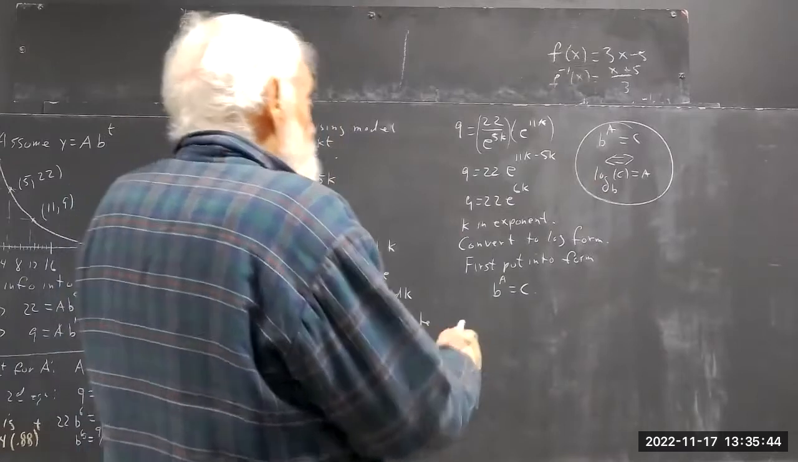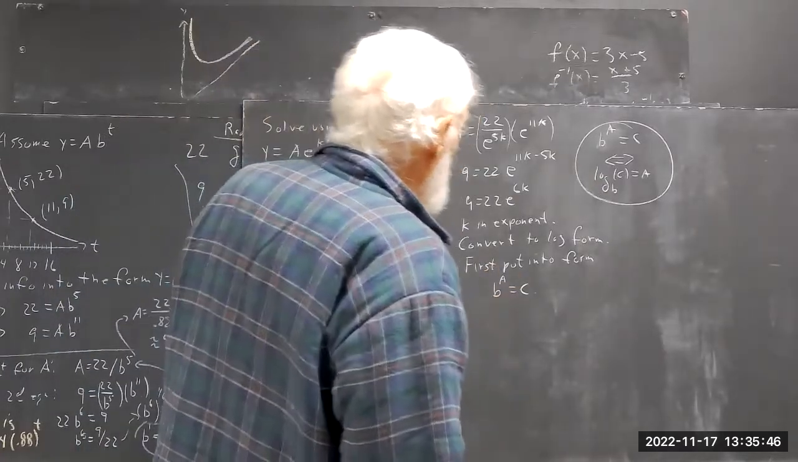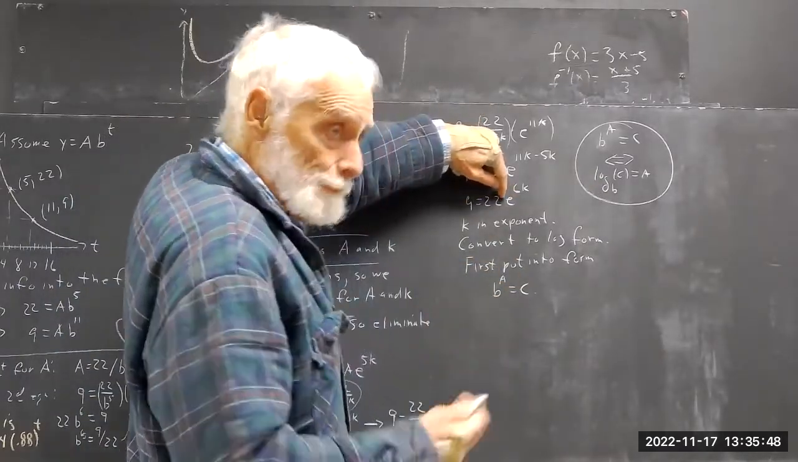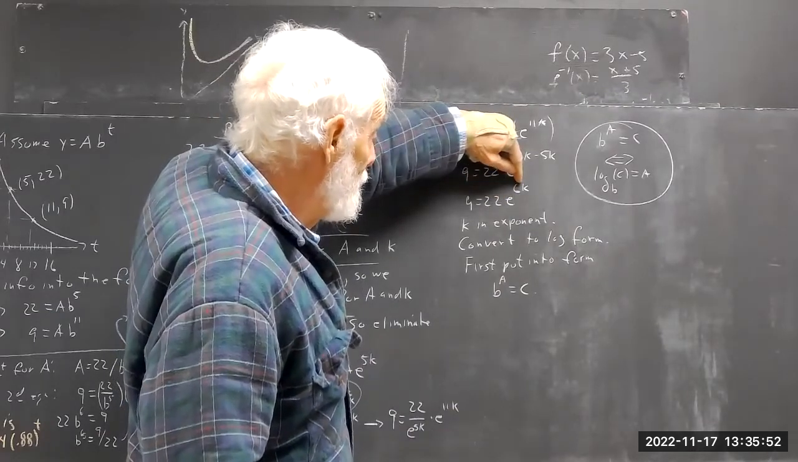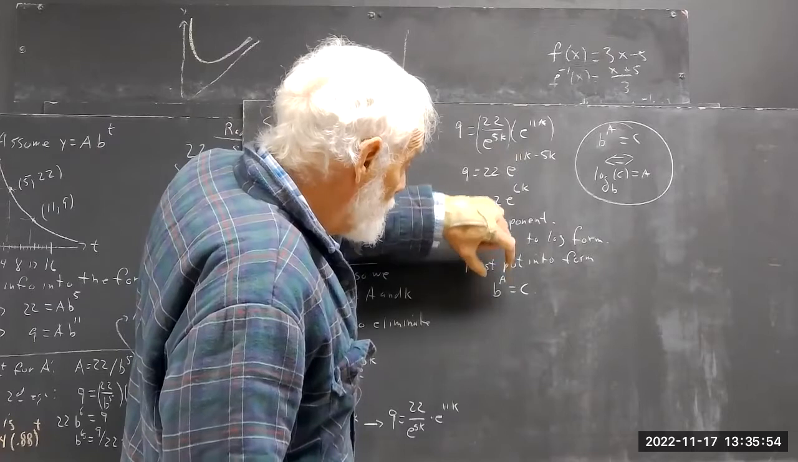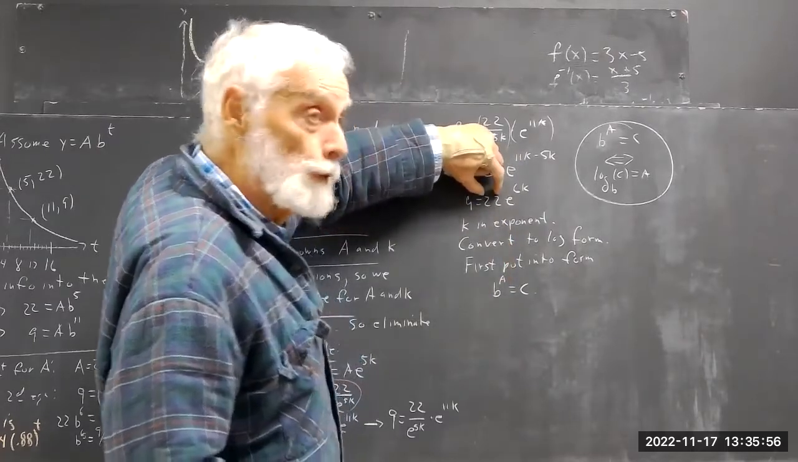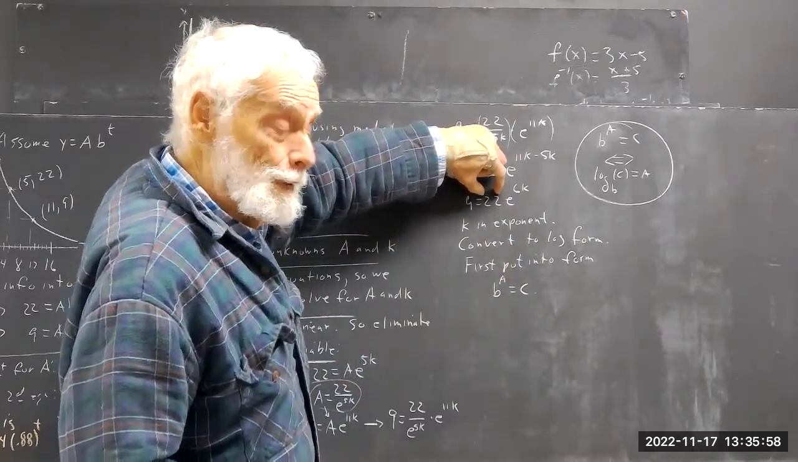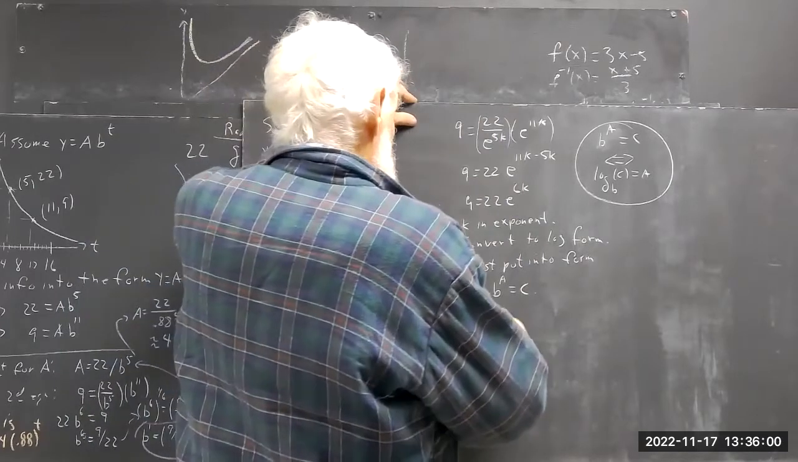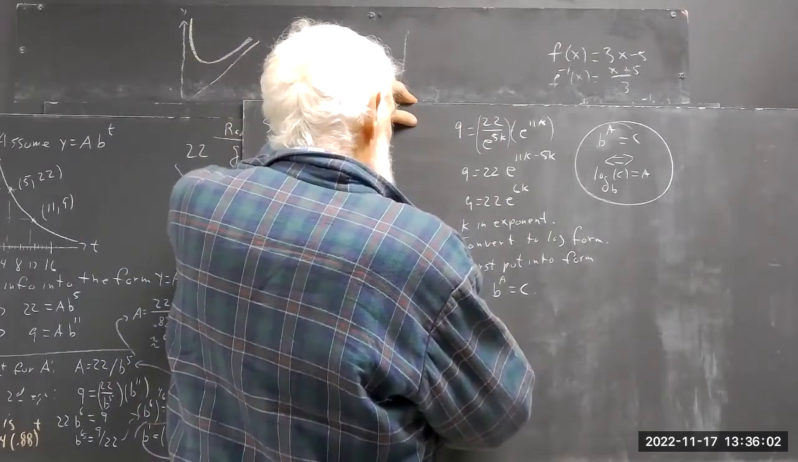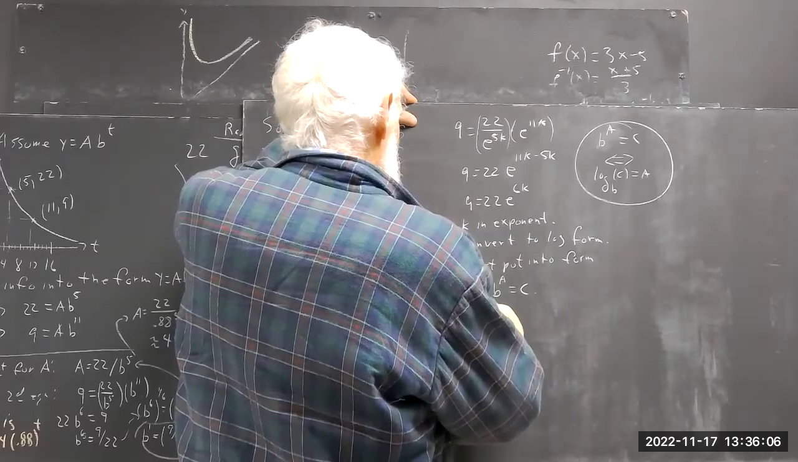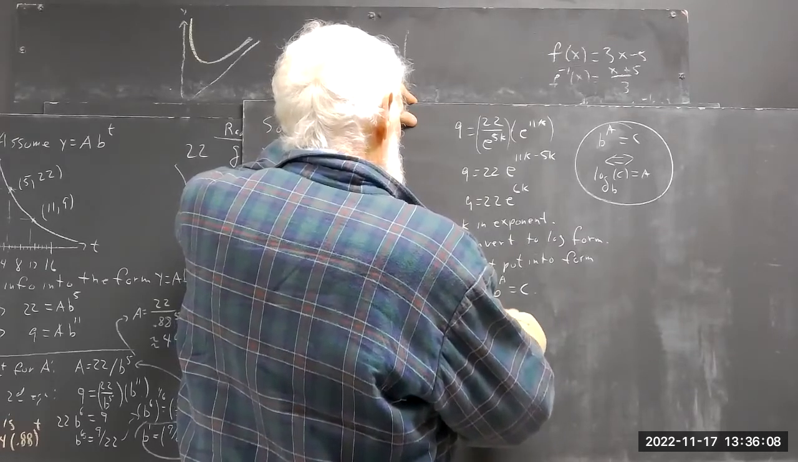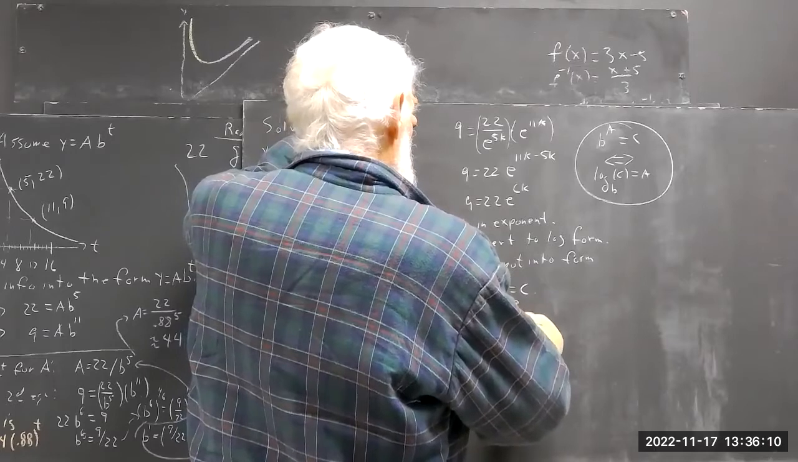Well, why is this not in the form B to the A equals C? Well, here's your B, that's e in this case. And here's your A. But you got not just B to the A on this side, you got that 22 in front of it. You got to get rid of that 22. Okay, so you get e to the 6k is 9 over 22.